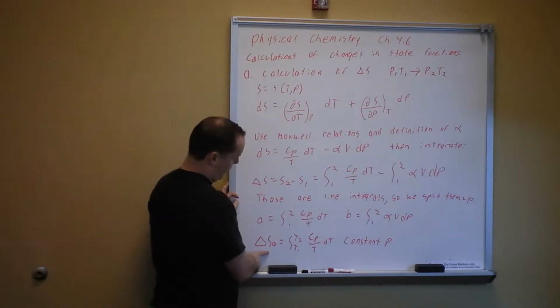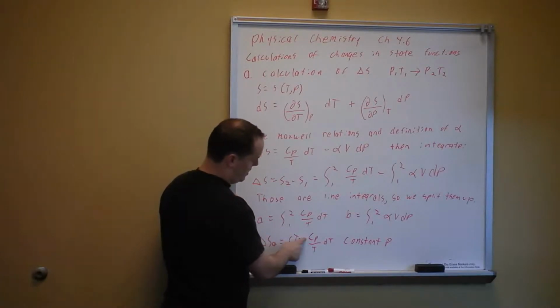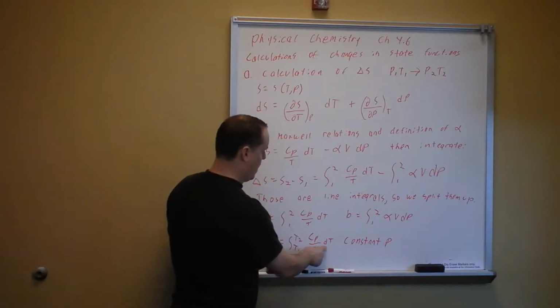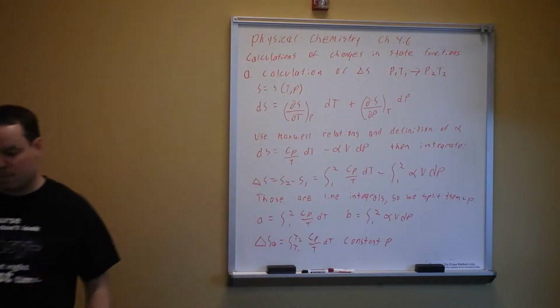So the change in entropy for part A is going to be the definite integral from temperature 1 to temperature 2 of Cp over T dT. And we're going to assume that's at constant pressure, of course.